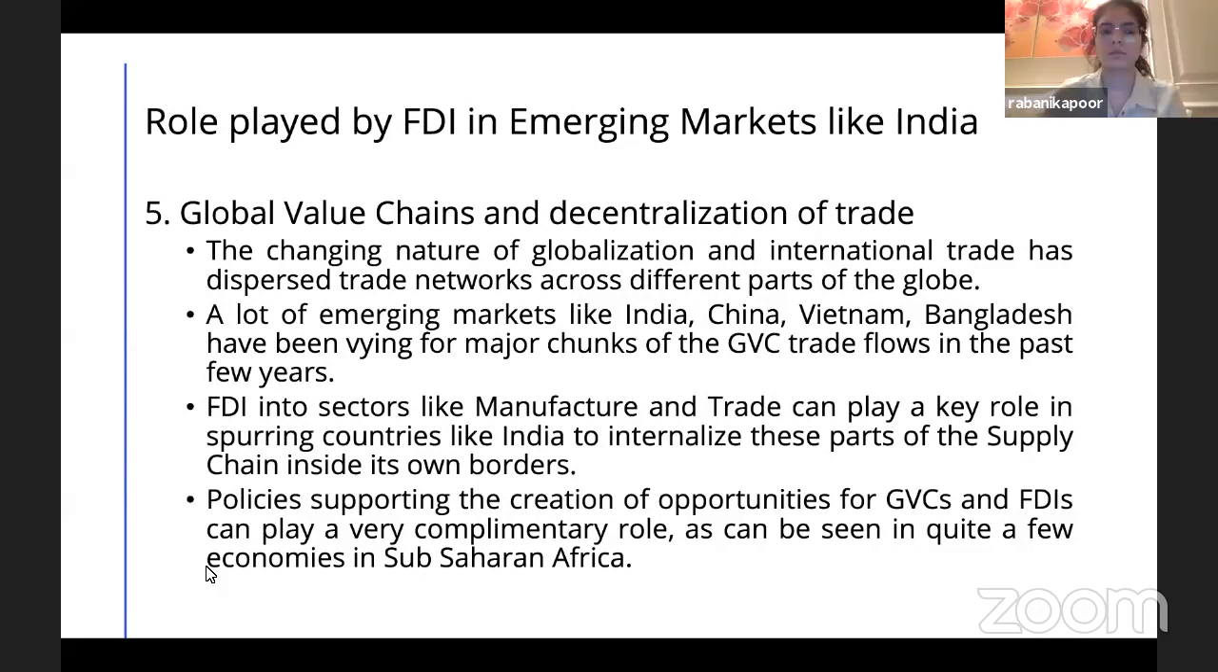The point is, if you're looking at standard trade theory today, if you're looking at standard trade practices today, the production activity of Apple is dispersed across different countries. And a lot of emerging markets, and not just in the case of Apple, a lot of emerging markets like India, China, Vietnam, have all been vying for major chunks of global value chains in terms of trade flows for the past few years. And these value chains are being split apart cross-nationally, where the exports of one country become the imports for another country in terms of trying to add value.